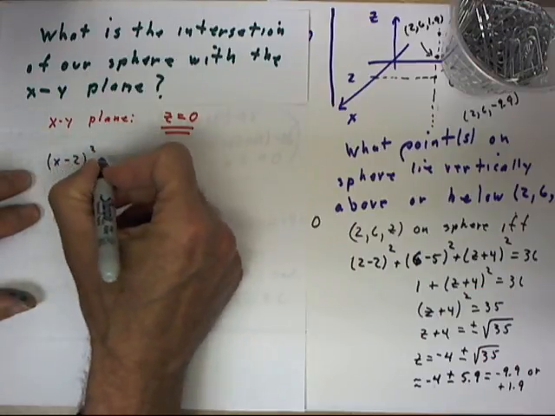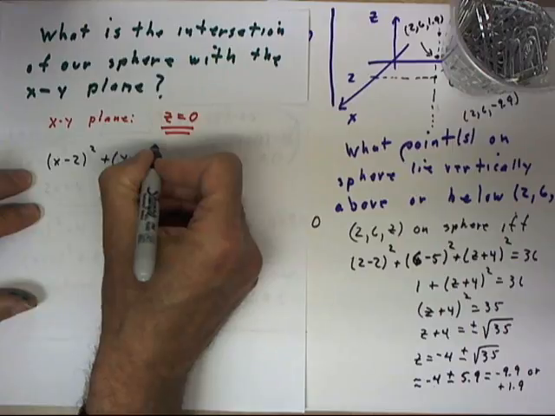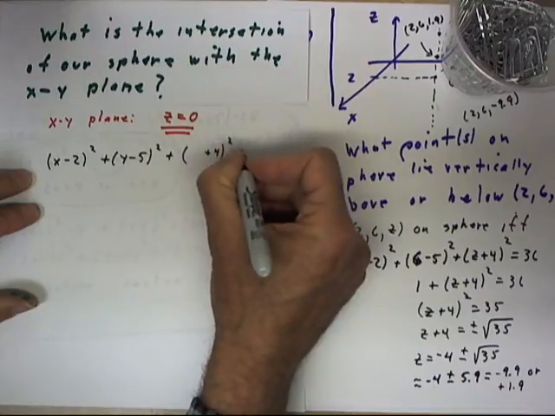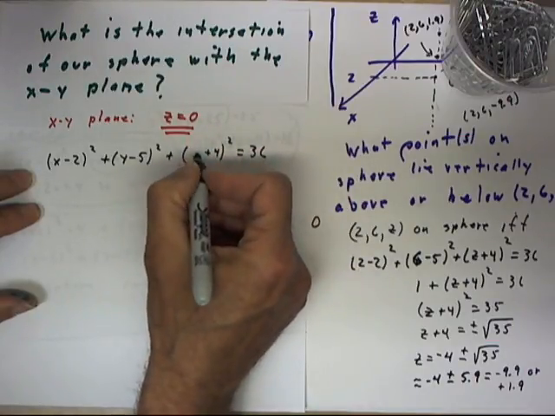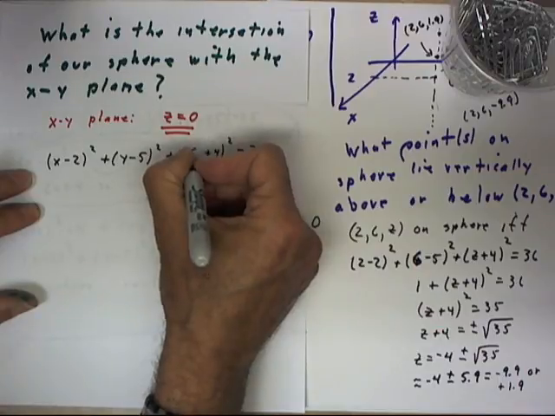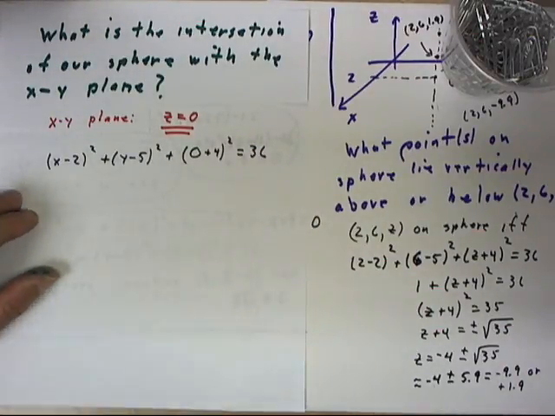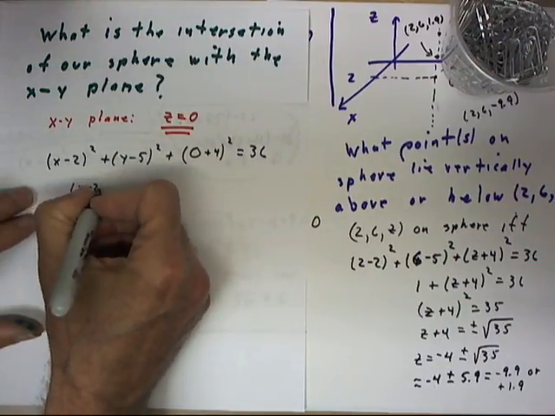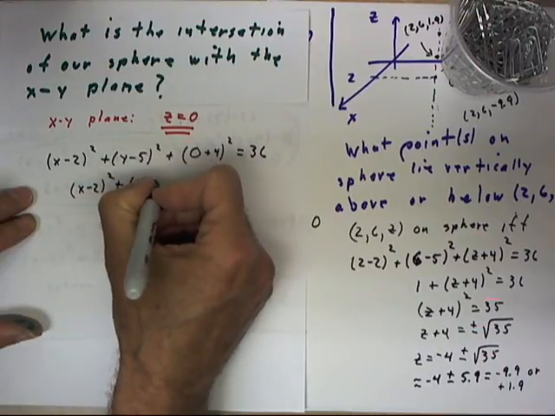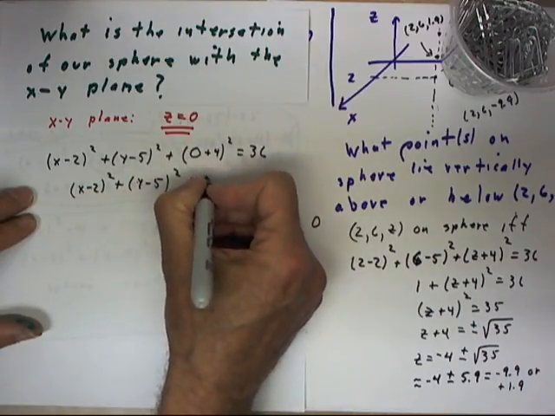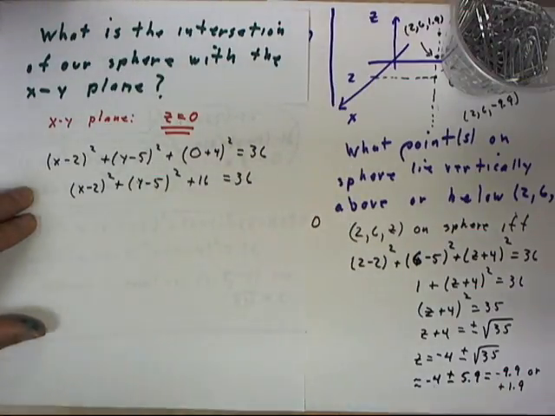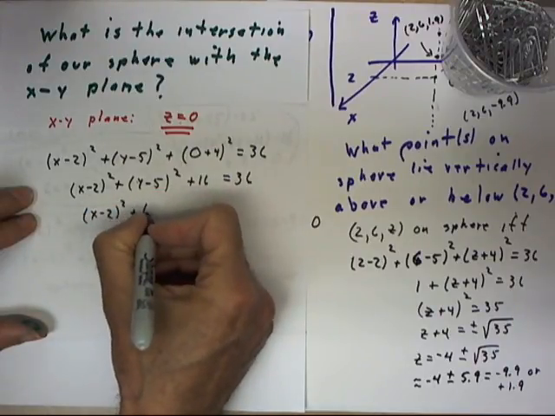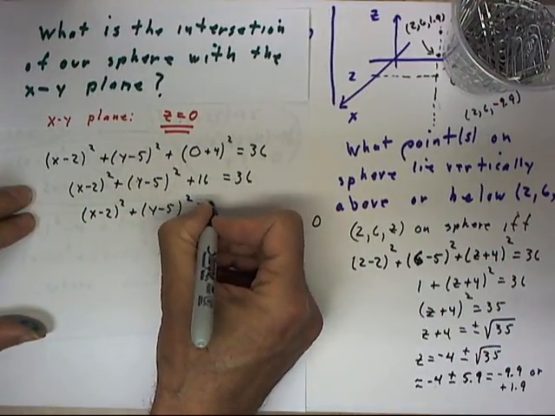(x minus 2) squared plus (y minus 5) squared plus (z plus 4) squared equals 36, but I haven't filled in z because I know that z equals 0, so I'm going to just write a 0 in there, and see what I've got. Well, this gives me the equation (x minus 2) squared plus (y minus 5) squared plus 16 equals 36, and that simplifies to the form (x minus 2) squared plus (y minus 5) squared equals 20.